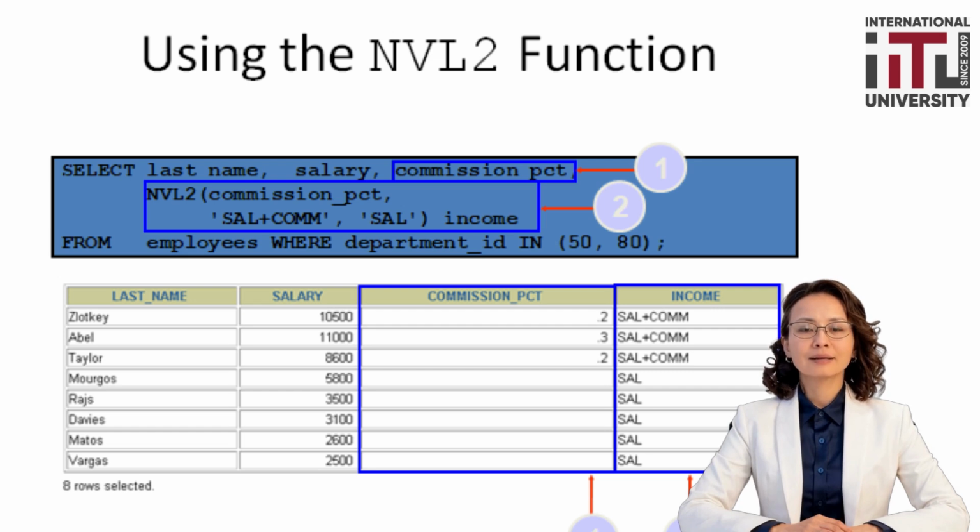In the query NVL2(commission_pct, sal+comm, sal), Oracle checks the value of commission_pct. If an employee has a commission, not null, the result is sal+comm. If the commission is null, the result is sal. This creates a new column, income, that clearly indicates whether the employee's income includes commission or only salary. Overall, NVL2 is useful when you need simple if-else logic in SQL, allowing you to produce different results depending on the presence of data.